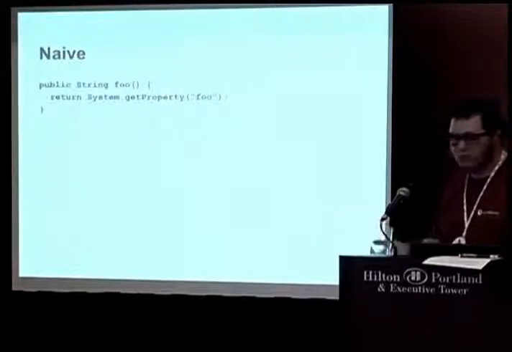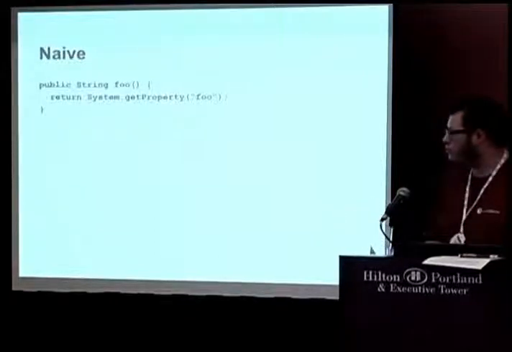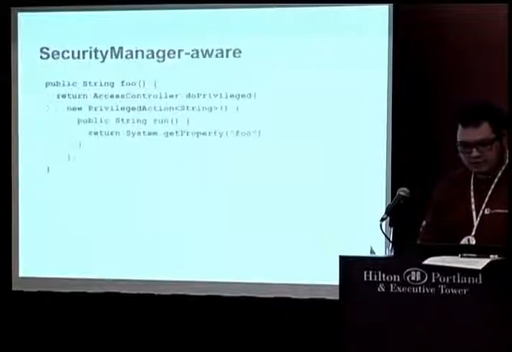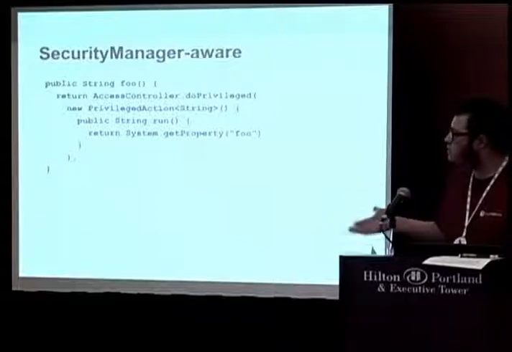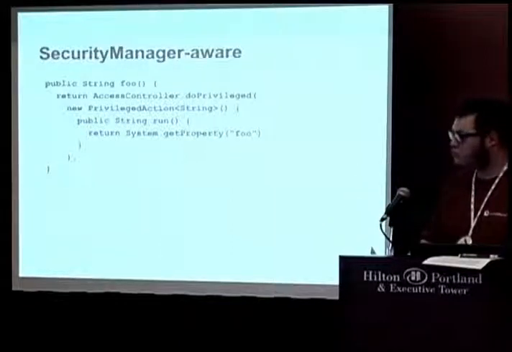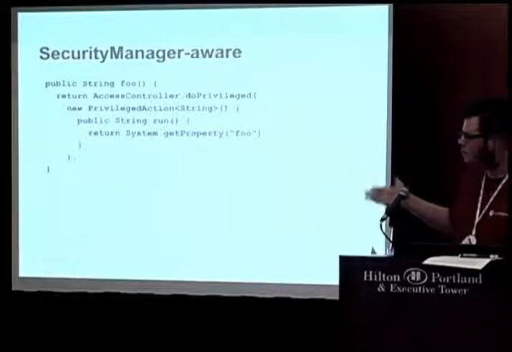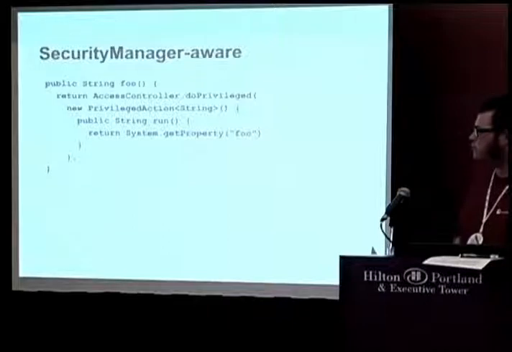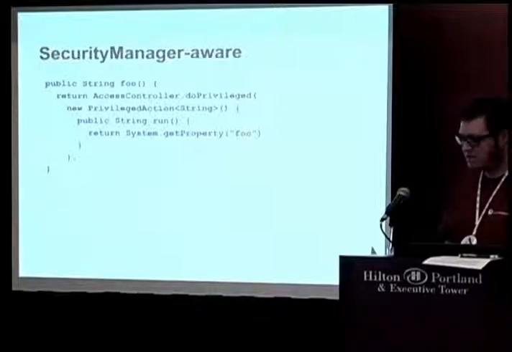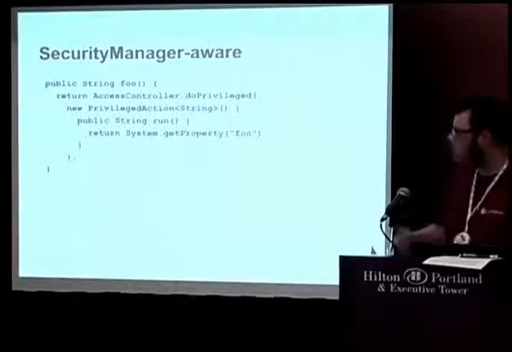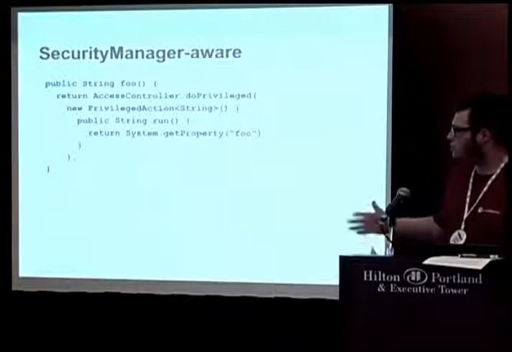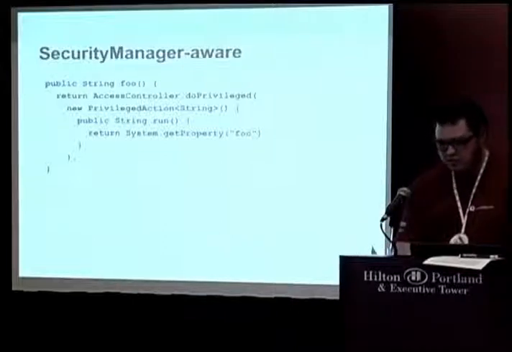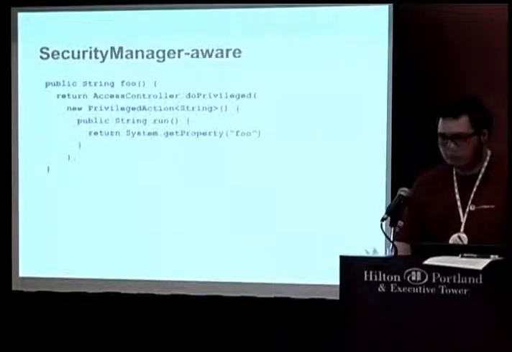That's the naive version, but if you run that under a security manager without privileges enabled, you're going to encounter exceptions. So the next step is you add awareness of the security manager so that you do privileged whatever you're trying to accomplish, by wrapping this in a particular implementation of the privileged action, in this case, and passing it to the access controller. The problem with this is that the additional indirection of method calls and the additional construction of objects, et cetera, is heavier than it needs to be in an environment without the security manager enabled.